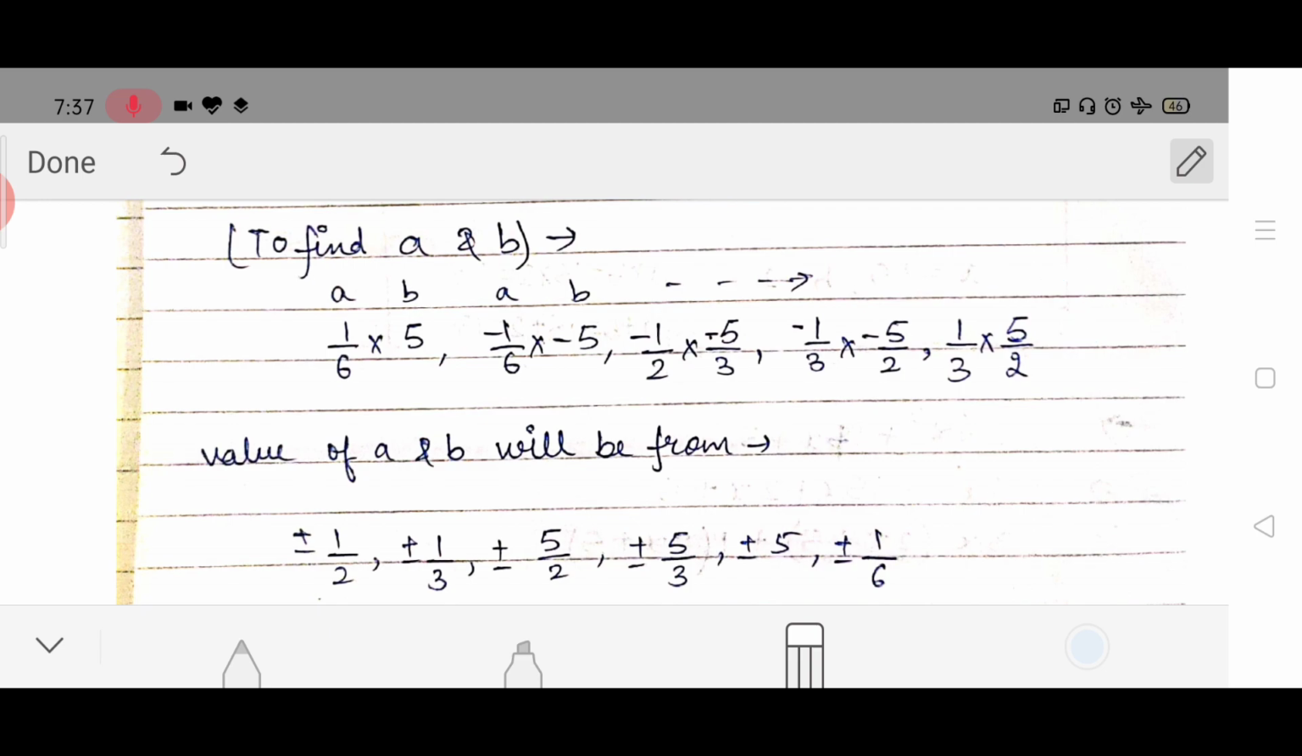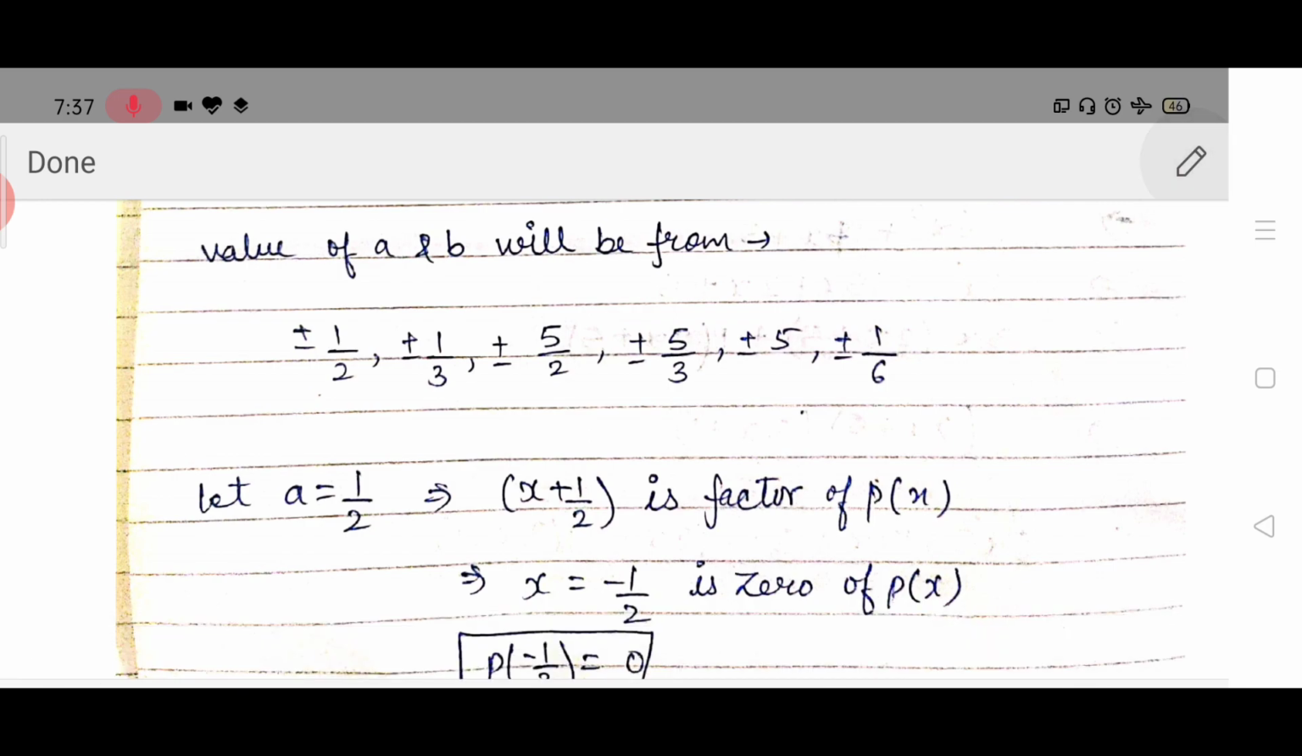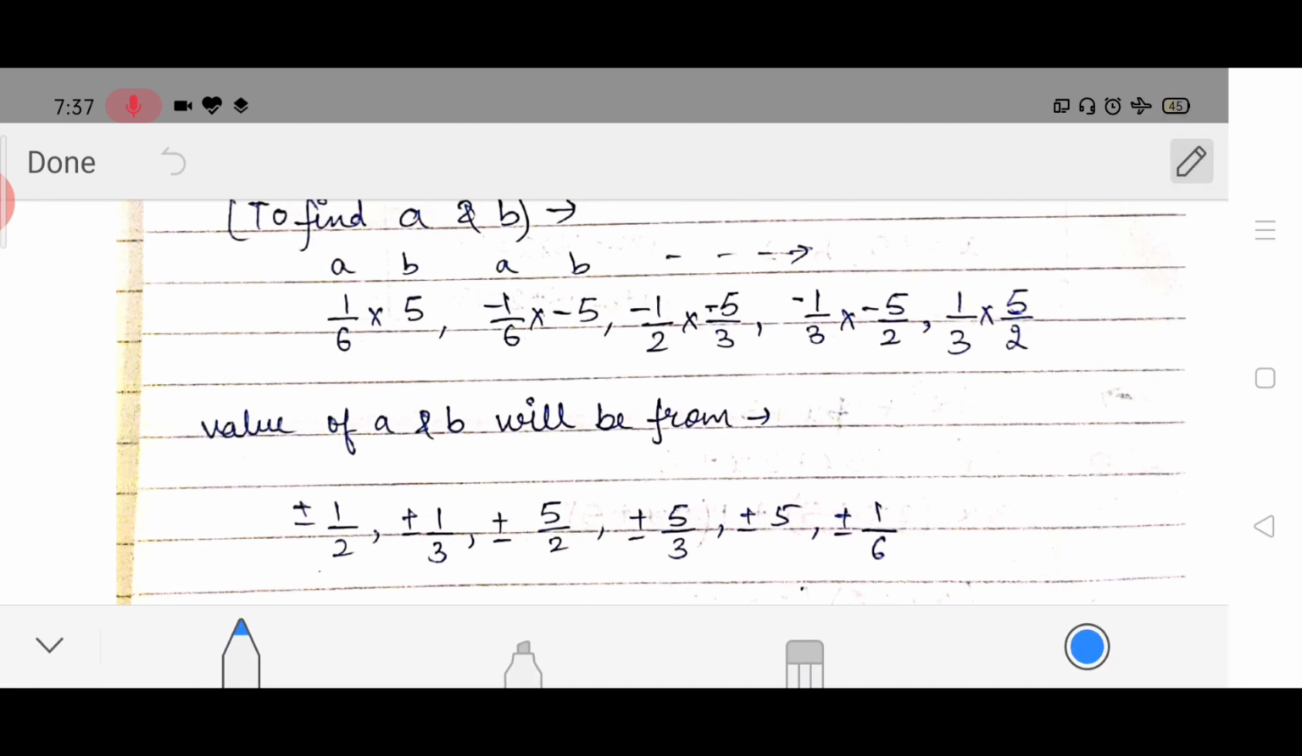As you can see here, we are having 1 by 6, 5, -5, 1 by 2, 5 by 3. All these values can be both positive and negative. So we can say that the value of a and b will be either plus or minus 1/2, or plus or minus 1/3, or any one of the combinations written here will be the value of a and b.